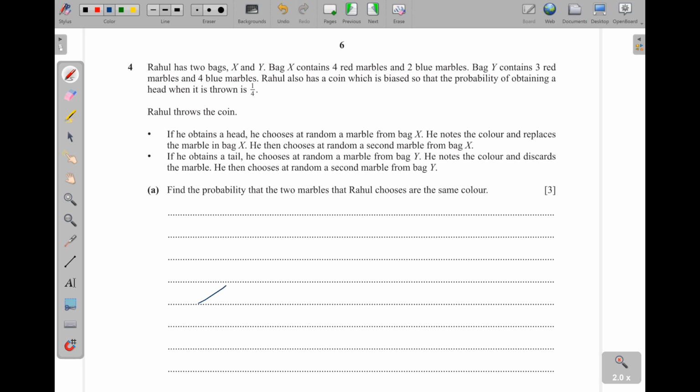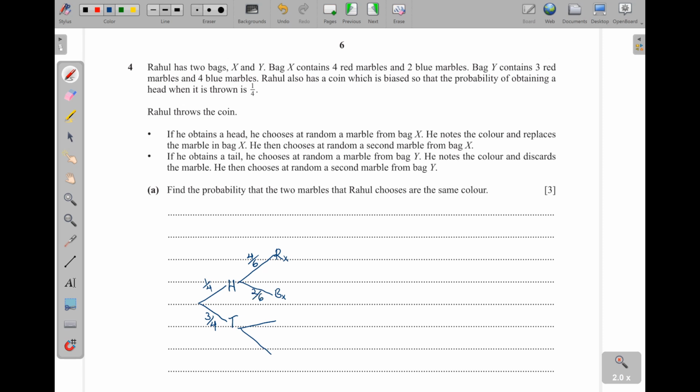So in a simple tree diagram, I can have throwing the coin, you get a head or a tail. Probability of getting a head is a quarter, and then this one will be 3/4. Then when this person obtains a head, he chooses a marble from bag X. So from bag X, we can either pick a red or blue. What's the probability of getting a red? It is 4 out of the total, so 4 out of 6. Then that means this one will be 2 out of 6.